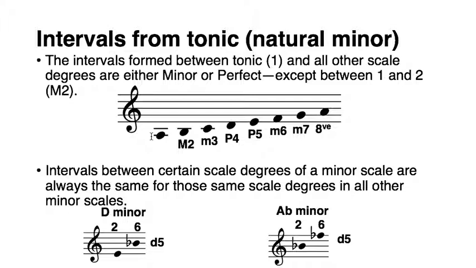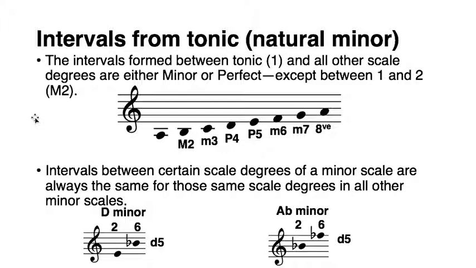Next we have 1 and 3, which is a minor third. 1 and 4 is a perfect fourth. A perfect fifth next. A minor sixth. Minor seventh. And then just for the sake of completing the octave, I've included also 2 tonics, right? 2 scale degree 1 forming an octave there.